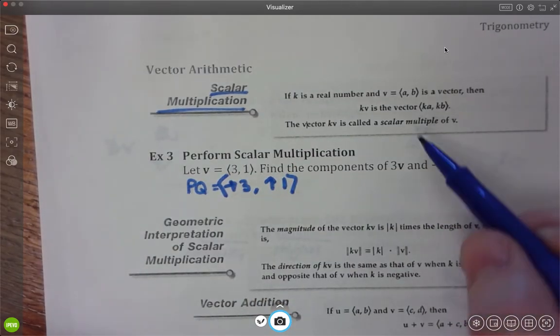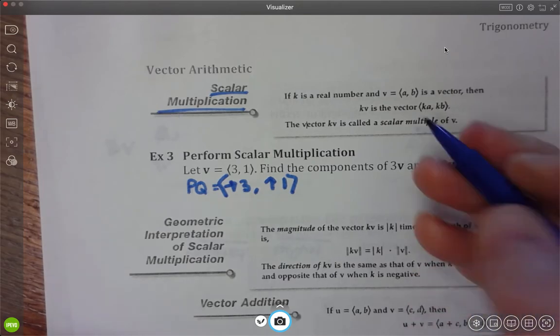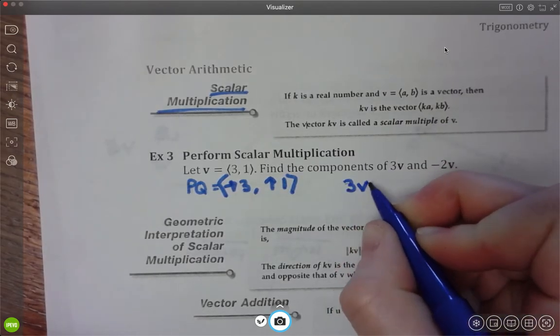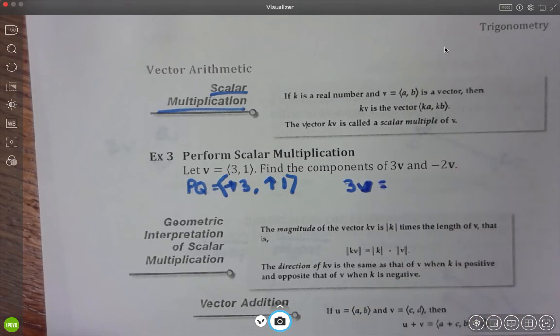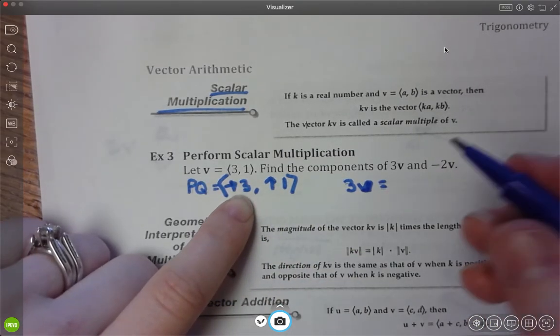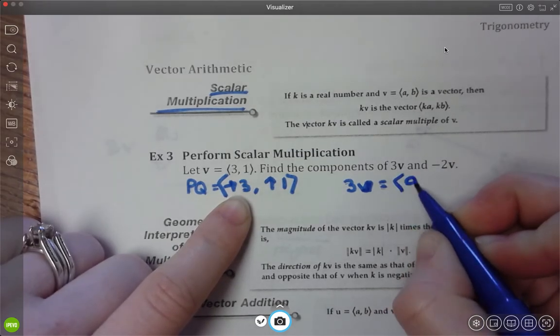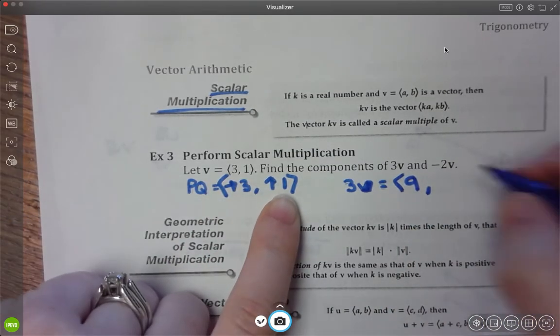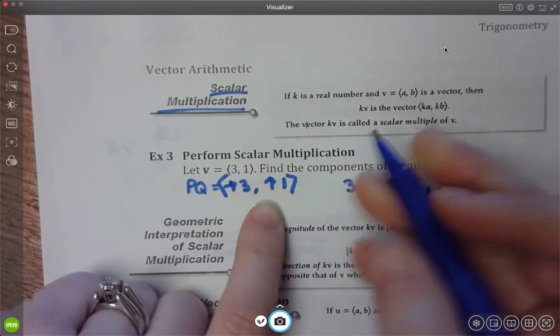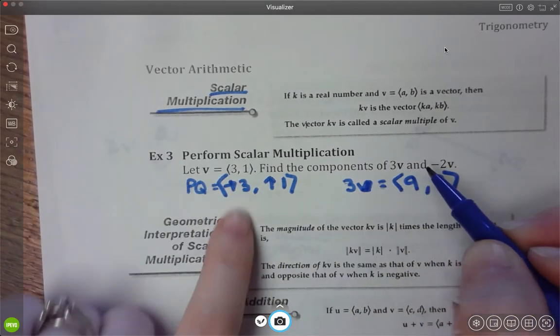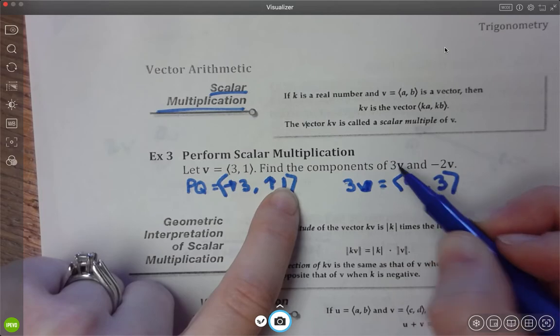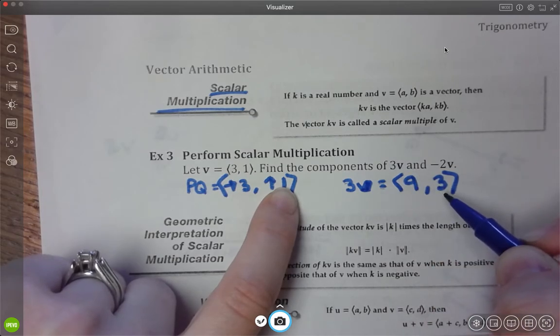What they want us to do is find the components of 3v, okay? Well, all we're doing is we're taking that and we're scaling it up by 3. So instead of going 3 to the right, we would end up going 9 to the right. And instead of going 1 up, we would go 3 up, because 3 times 3 is 9, 1 times 3 is 3. That's what 3v would be, okay?